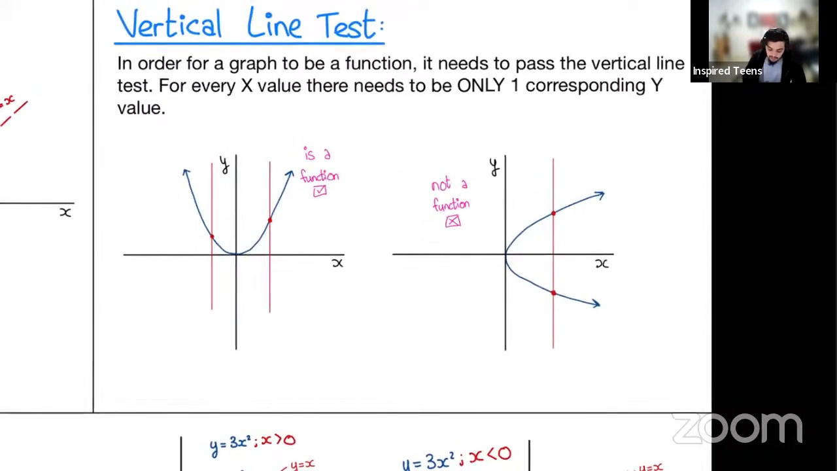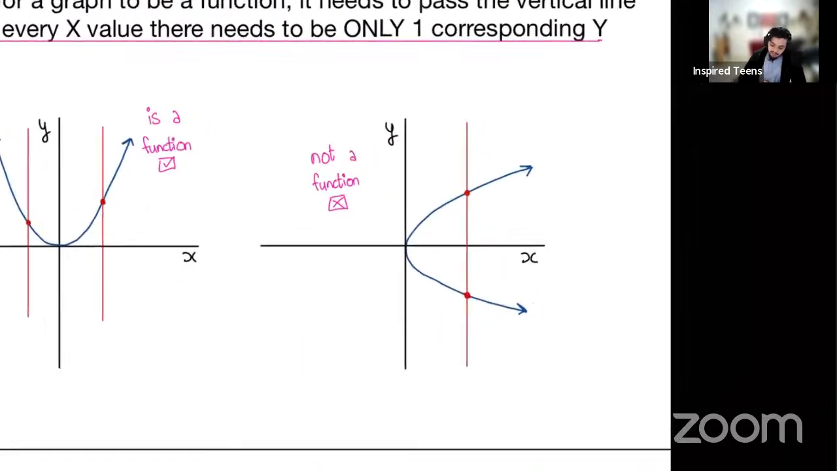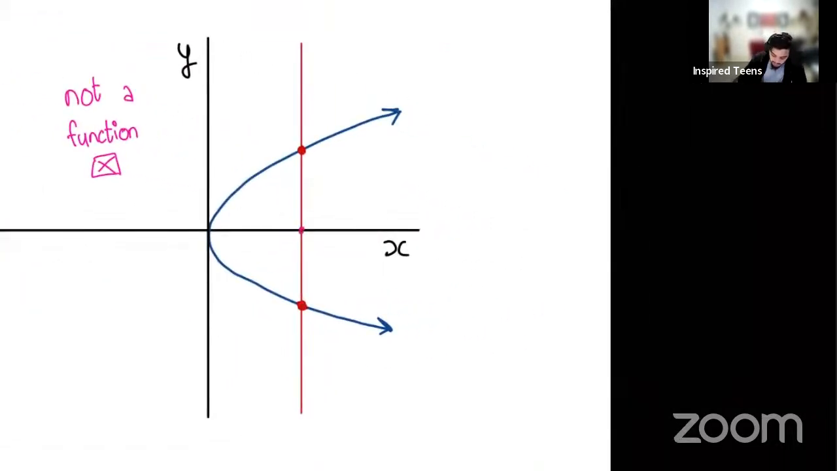Okay, so let's look at the technical explanation. It says for every x value, there needs to be only one corresponding y value, and that kind of makes sense if you think of it, right? Here, our x value is, let's just give it a number. Let's just say it's 2. Okay, if the x value there is 2, how many corresponding y values does it have?